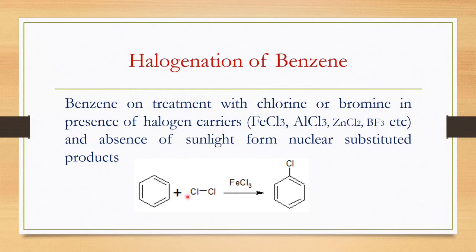That is why here FeCl3 is used for the polarization of the Cl2 bond, because we cannot use a pi electron of this benzene molecule for the polarization of the Cl2 molecule. That is why we are using FeCl3 as a catalyst during halogenation.